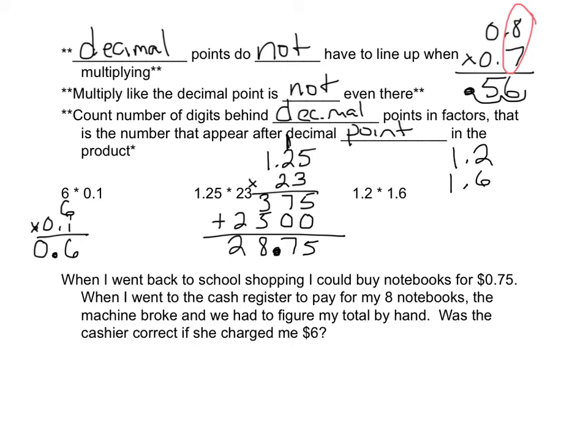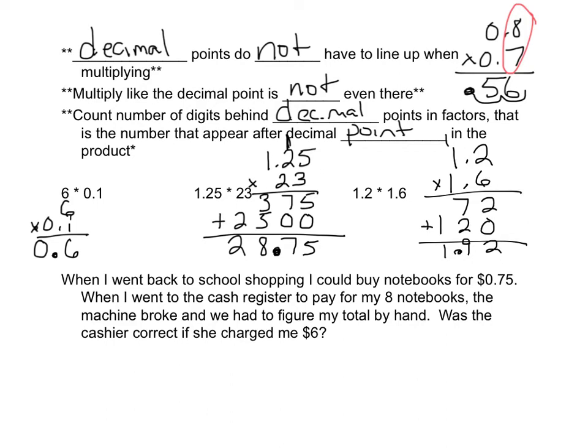Alright, 1 and 2/10 times 1 and 6/10. 6 times 2 is 12. 6 times 1 is 6, plus 1 is 7. 1 times 2, 1 times 1. I'm going to go ahead and add: 192. Once again, there are 2 digits behind the decimal point, so my answer would be 1 and 92 hundredths.